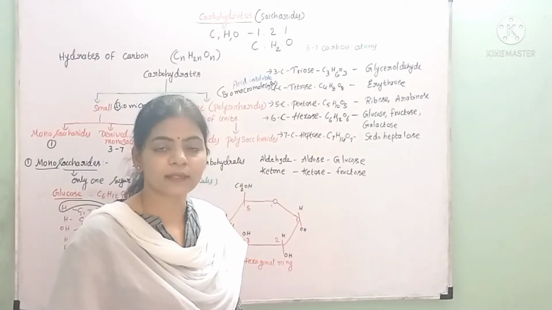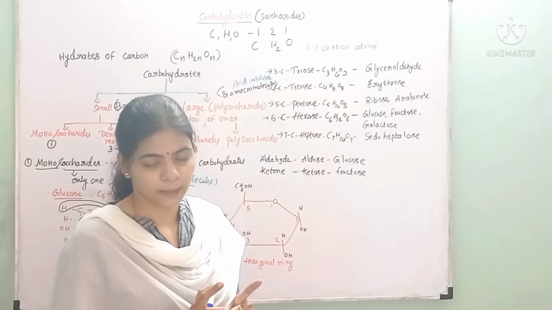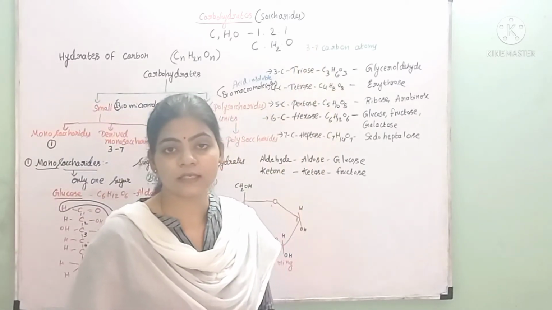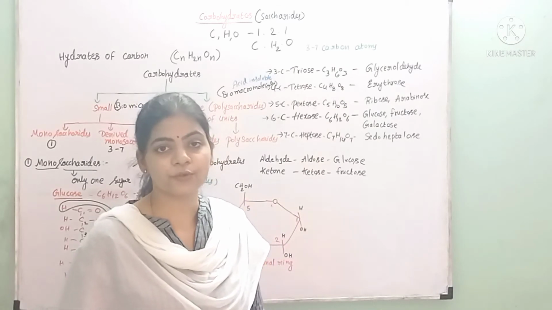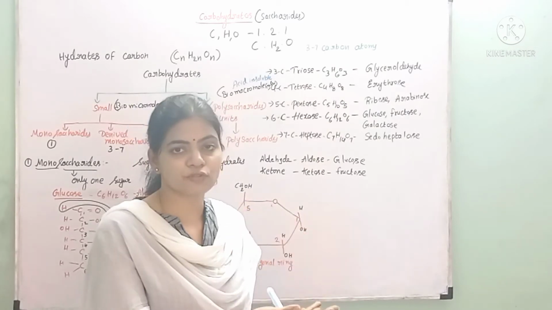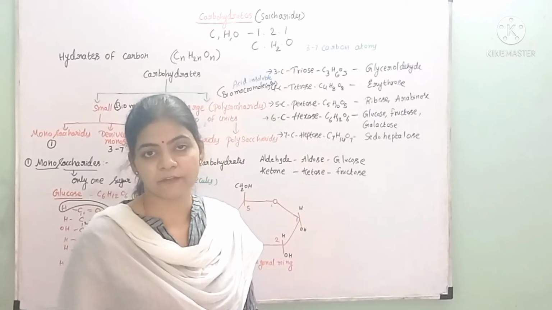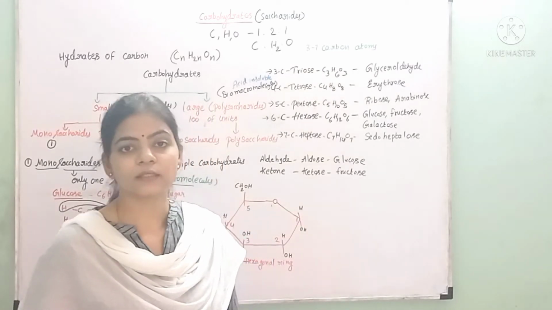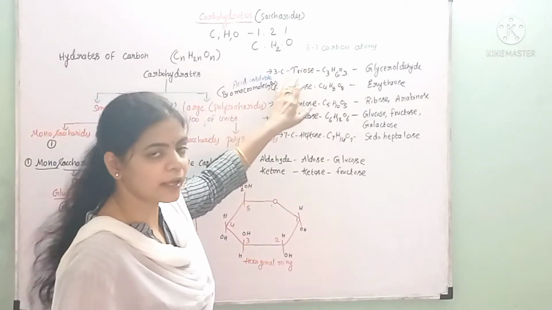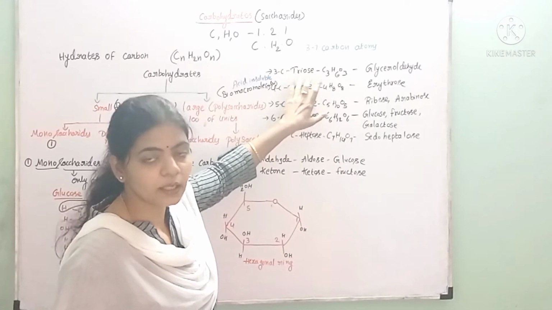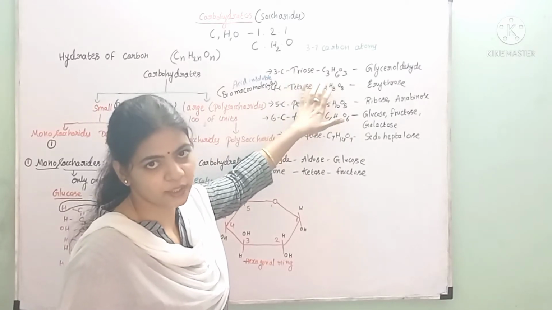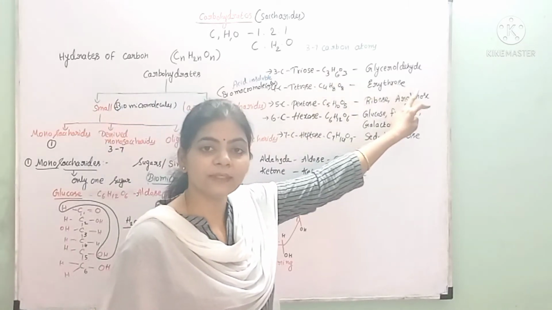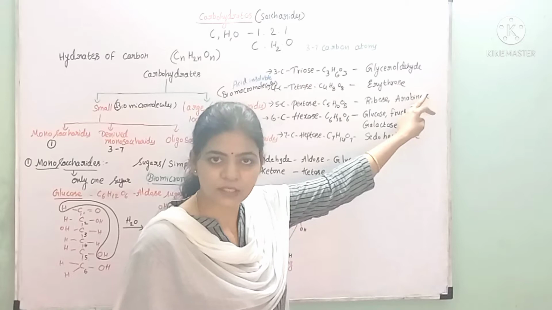These monosaccharides have only one sugar, and those sugars may have 3 to 7 carbon atoms. How many carbon atoms may be present in the monosaccharides? Some carbohydrates consist of 3, some have 4, some have 5, 6, 7. If the carbohydrate consists of 3 carbons, it is called a triose sugar, and the formula is C3H6O3, and an example is glyceraldehyde.